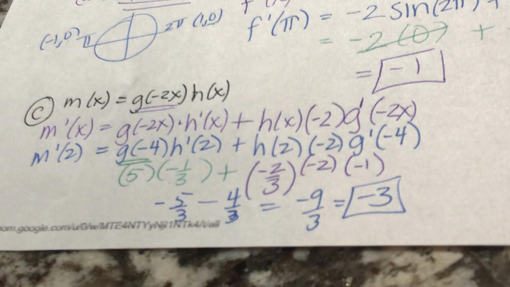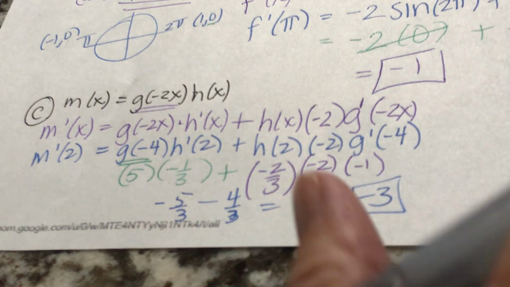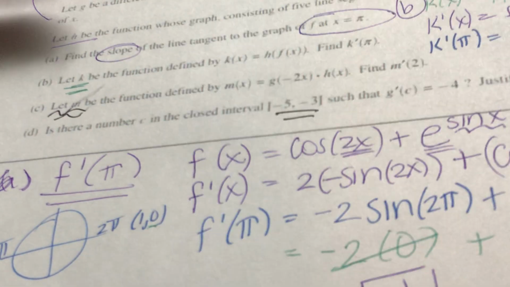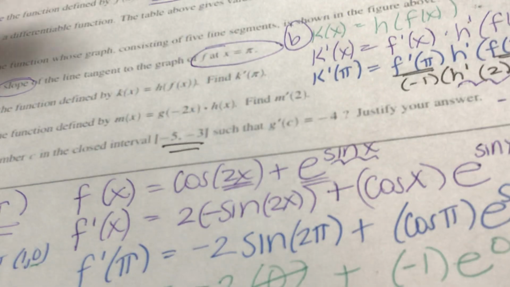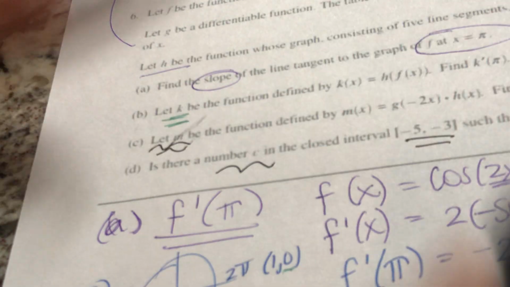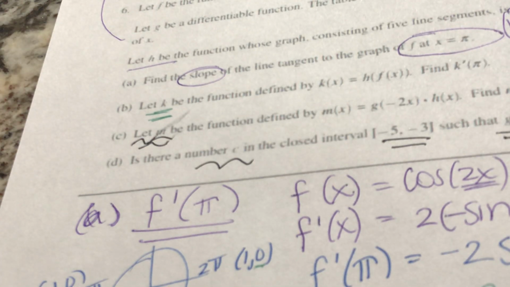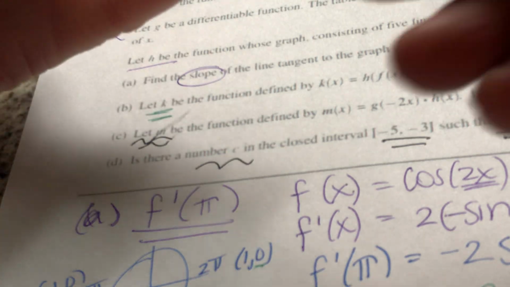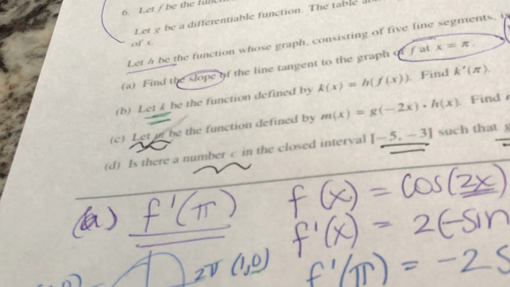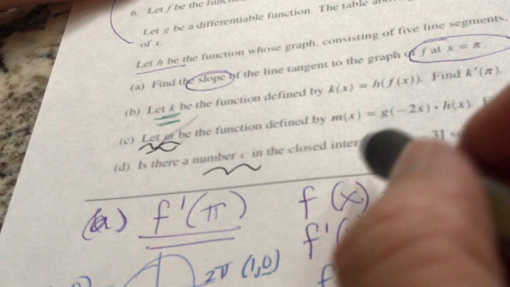Woohoo! What kind of question could they possibly ask on part D? This has been a weird FRQ. Is there a number C in the closed interval, -5 to -3, such that G prime of C equals -4? Justify your answer. Just reading this about a number C, it's got to be one of the three big ones, right? It's got to be either intermediate value theorem, extreme value theorem, or mean value theorem. It's one of those. So let's go look at the chart.